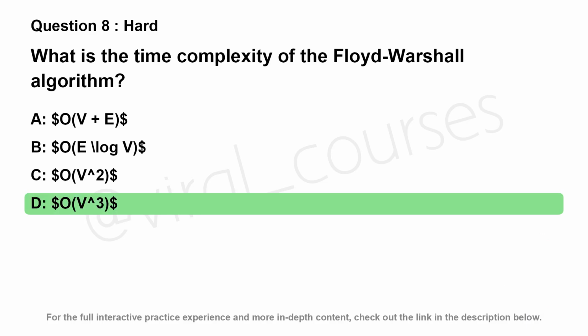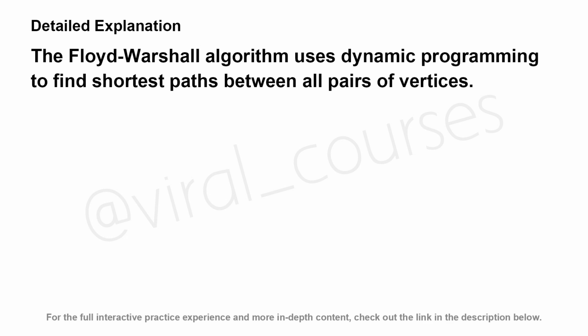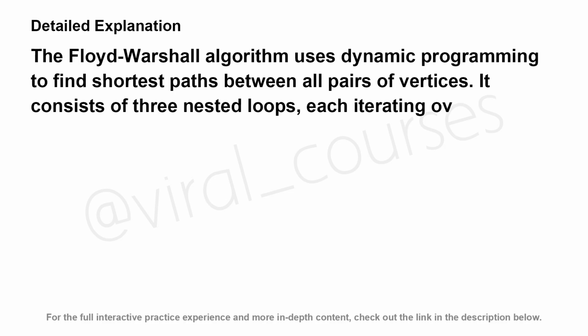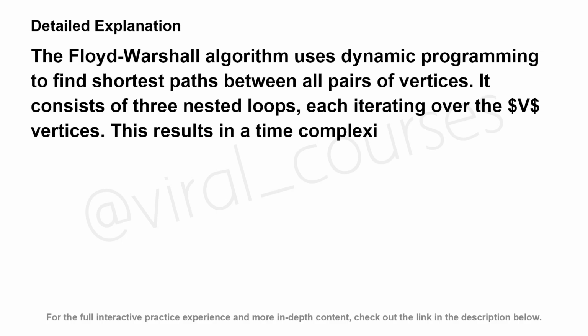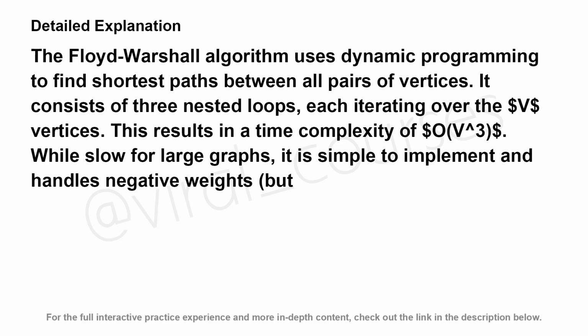The correct answer is D. The Floyd-Warshall algorithm uses dynamic programming to find shortest paths between all pairs of vertices. It consists of 3 nested loops, each iterating over the V vertices. This results in a time complexity of O(V^3). While slow for large graphs, it is simple to implement and handles negative weights, but not negative cycles.